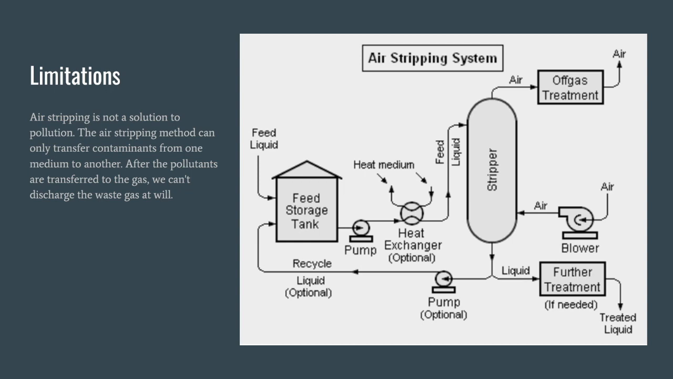The air stripping is not a solution to the pollution in the water. The air stripping method can only transfer the contaminants from one medium to another. After the pollutants are transferred to the gas, we can't directly discharge the waste gas either. So, active carbon and thermal oxidation are commonly used to treat the off-gas. The unit efficiency of either method is directly proportional to the concentration of the contaminant in the off-gas.